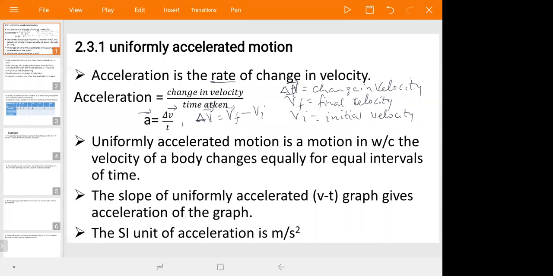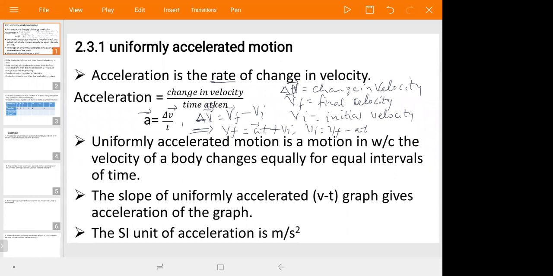From the given formula, you can find final velocity. Final velocity is equal to acceleration times time plus initial velocity, and initial velocity is equal to final velocity minus acceleration times time. We have four quantities: final velocity, initial velocity, time, and acceleration. If three of them are given, we can apply this formula and find the fourth one.